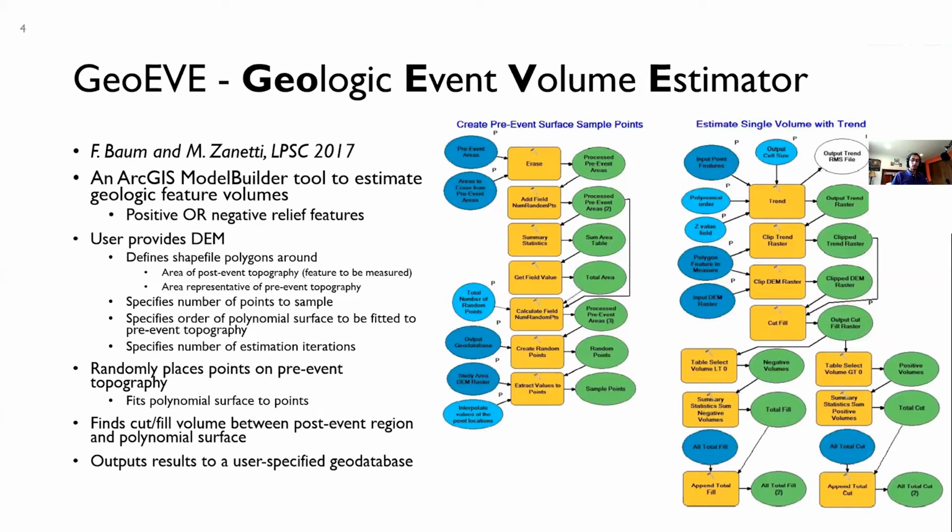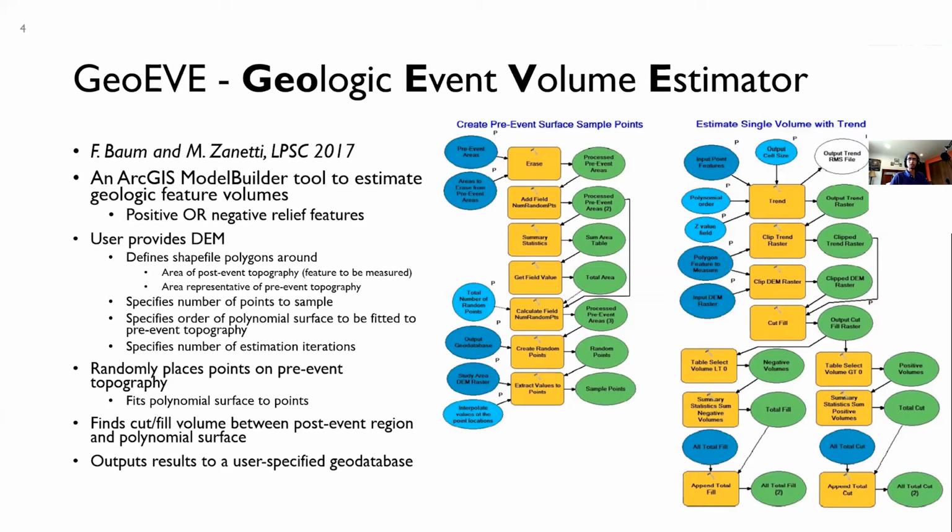Our methodology is going to be built on the foundation of this pretty nifty tool developed by Francis Baum and Mike Zanetti, first presented at LPSC in 2017. It is the Geologic Event Volume Estimator, GeoEVE. It's an ArcGIS model builder tool that you can install from a zip file, really simple. And it'll let you find geologic feature volume differences from an estimated pre-event surface. You can use it to estimate the volumes of both positive and negative relief features.